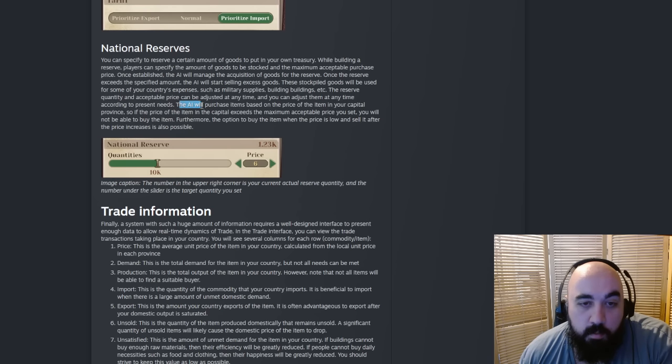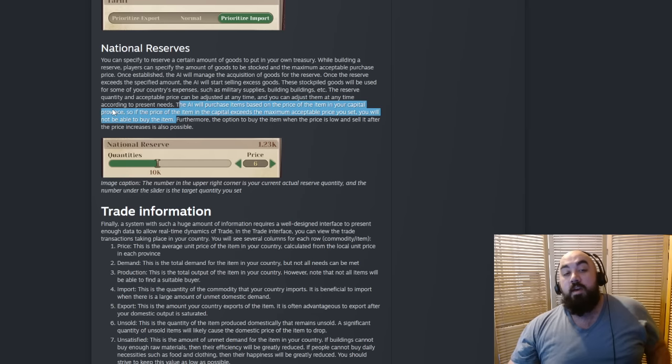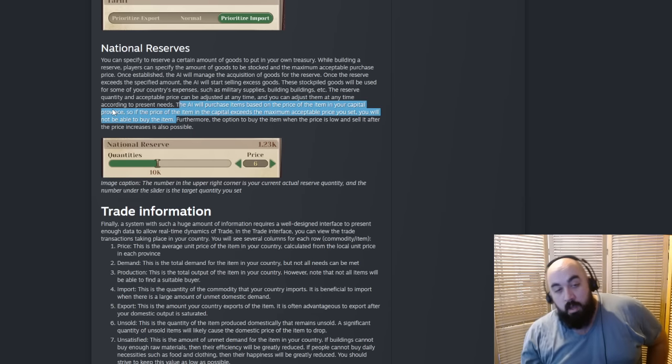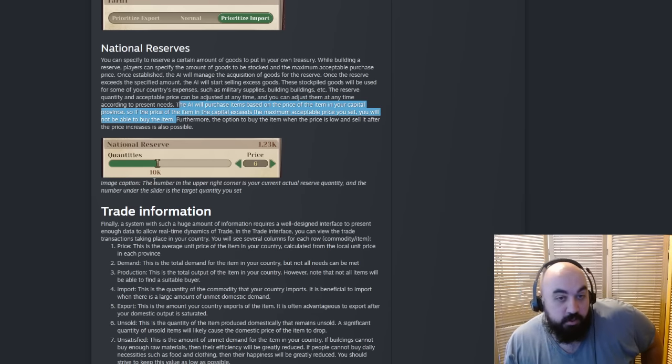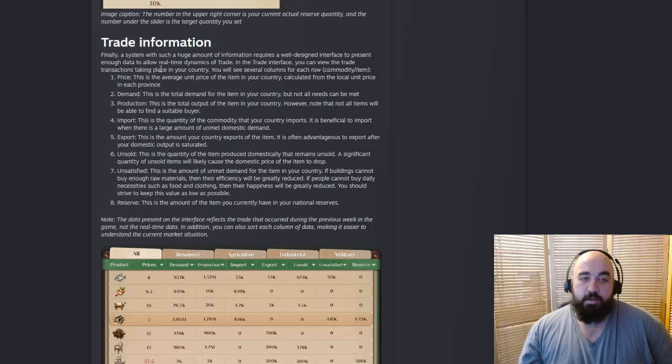The AI will purchase items based on the price of the item in the capital province. So if the price of the item in the capital exceeds the maximum acceptable price set, you will not be able to buy the item. This is going to make infrastructure flowing into your capital the most important for you. If you're stockpiling everything from the capital, you will definitely want to make sure that any infrastructure leading to the capital is the most robust, I assume. Furthermore, the option to buy the item when the price is low and sell it after the price increases is also possible. Okay. I think this is the last section here, and then a short little video.